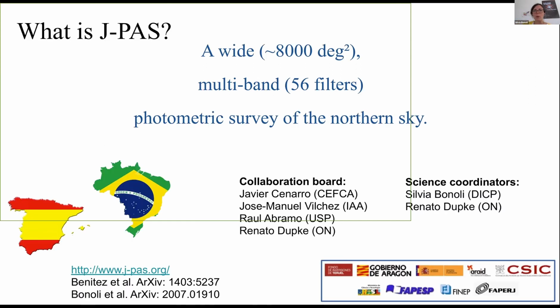All right, so very quickly, for those of you who don't know what Jpas is or what the specifications of Jpas are: Jpas is a wide survey, we plan to observe about 8,000 square degrees of the northern sky. It's a wide multi-band photometric survey. So its characteristic is really the 56 filters that we're going to see in a couple of minutes. It's primarily a Spanish and Brazilian collaboration. The collaboration board has representatives from the 4 founding institutions: CEFCA and the IAA on the Spanish side, and the University of Sao Paulo and Observatorio Nacional on the Brazilian side.